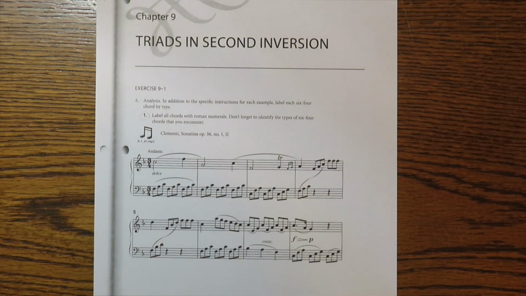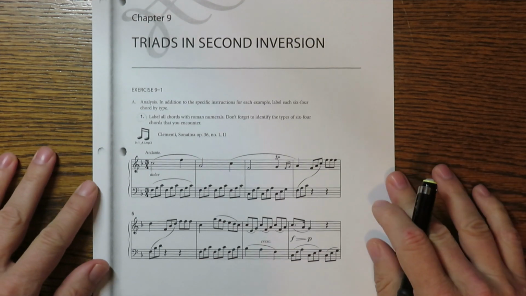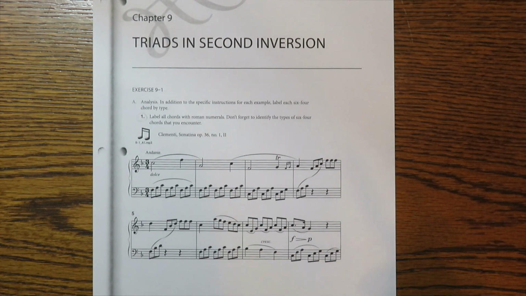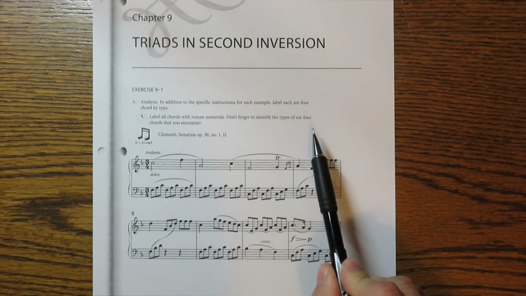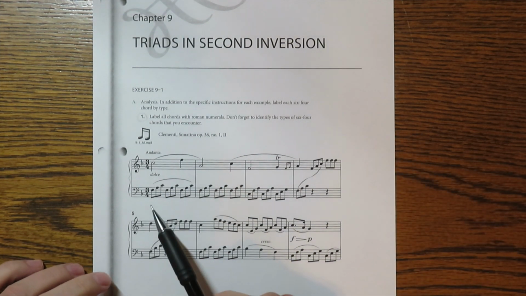So here we are in exercise 9-1, and we are to analyze this piece with Roman numerals and to identify the 6/4 chords that we encounter. So I'm familiar with this little passage of Clementi Sonatina. It's a really fun one to play. So let's get started.